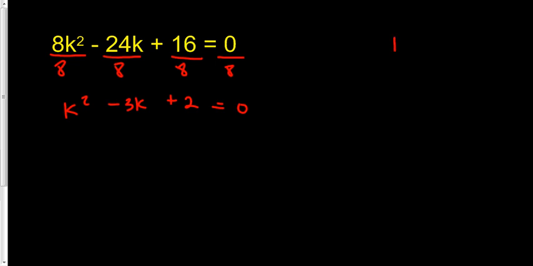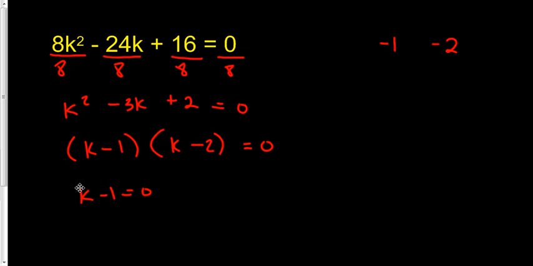What are my factors for 2? Not very many. It's 1 and 2. It needs to be positive, but I need to get a negative 3. That means I'm going to have to be adding a negative 2 and a negative 3. So it's k minus 1 times k minus 2 equals 0. So k minus 1 equals 0.